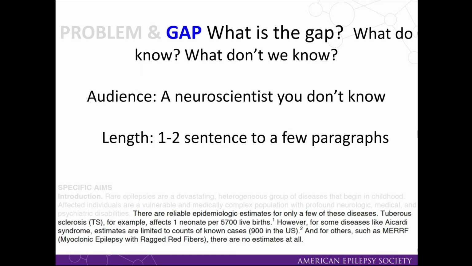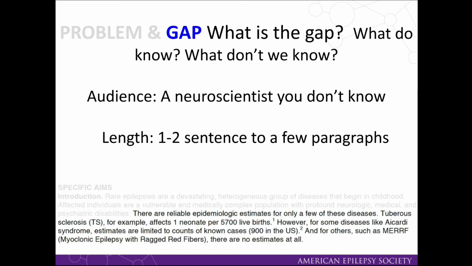So then the gap. And interestingly, for junior faculty, this is often the hardest. They can kind of identify the problem, but they have trouble articulating the gap. So the main thing here is, what do we know and what don't we know? And what's the gap between those things? So the audience is a little more technical. It's like a neuroscientist that you don't know. And the length is maybe one or two sentences, although sometimes you need a full paragraph to really flesh out what the gap is. So here's an example from that same grant.